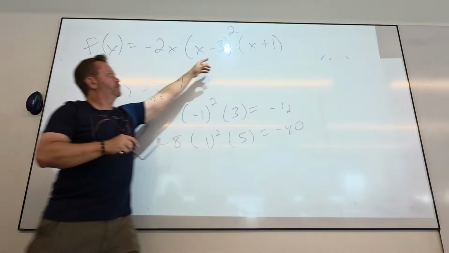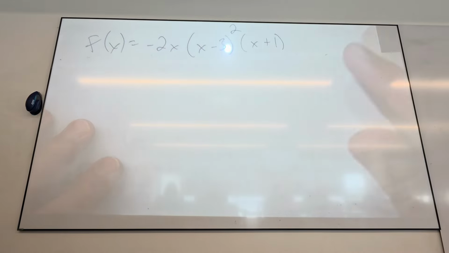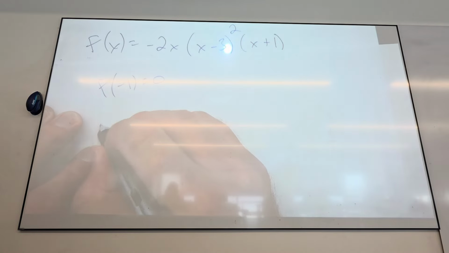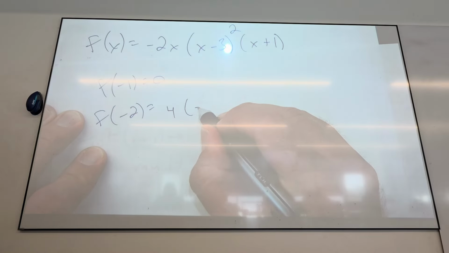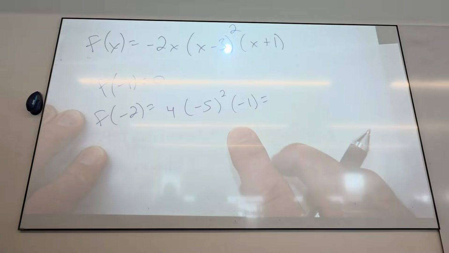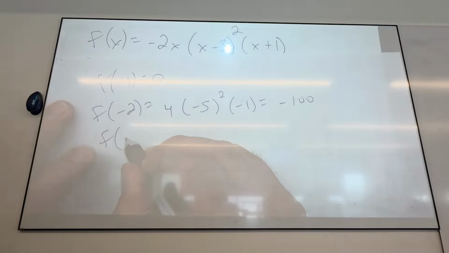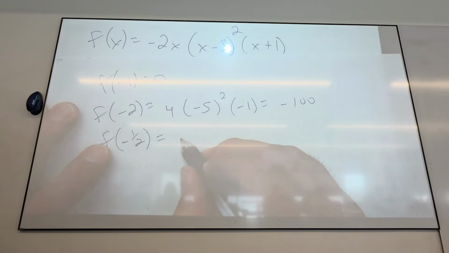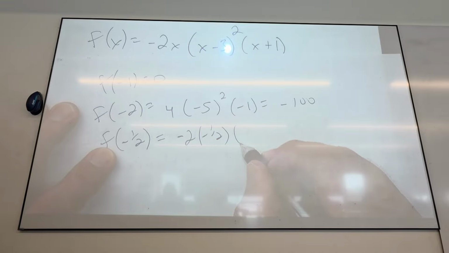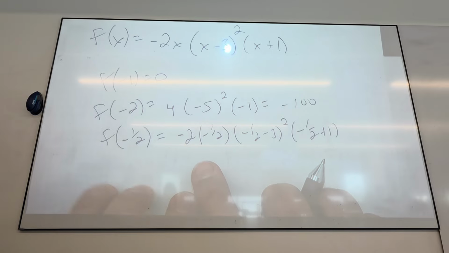So what do you think is going to happen around negative 1? f of negative 1 is 0. What's f of negative 2? It would be 4 times negative 5 squared times negative 1. That is negative, yes? Negative 100. What's f of, I gotta be careful because I don't want to use 0. What is f of negative 1/2? Well, that's gonna be gross, but I don't care about the number. Let me see if you guys are with me still. This would be negative 2 times negative 1/2 times (negative 1/2 minus 3) squared times (negative 1/2 plus 1). Let me see if you guys are all with me.